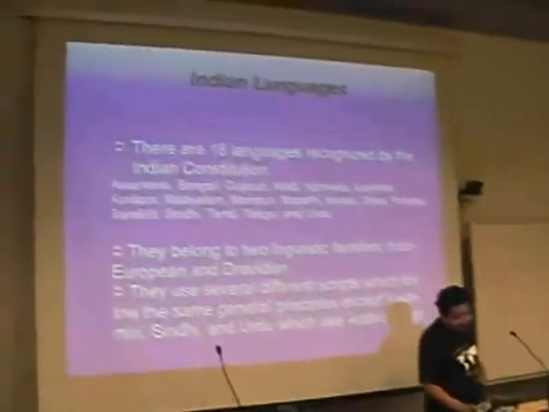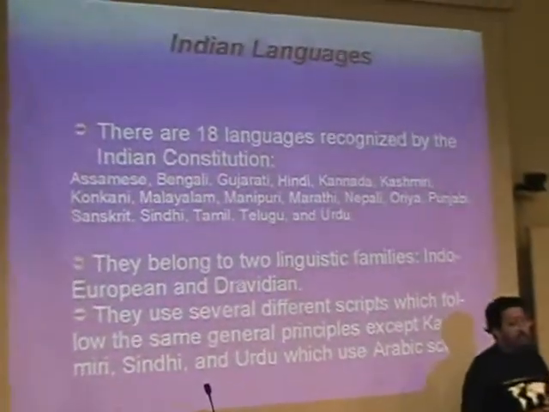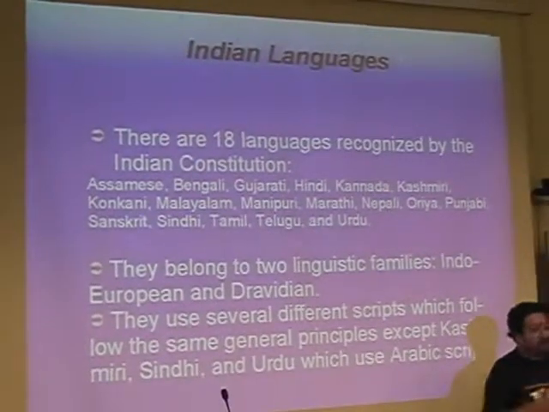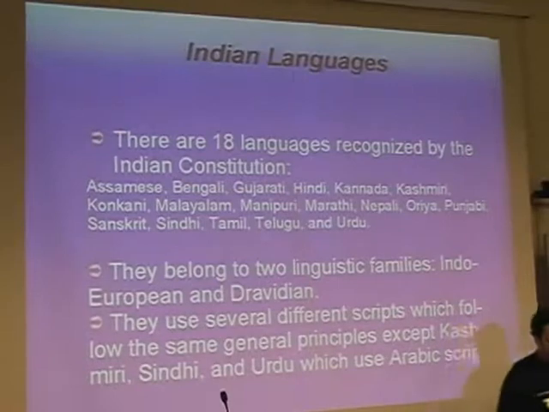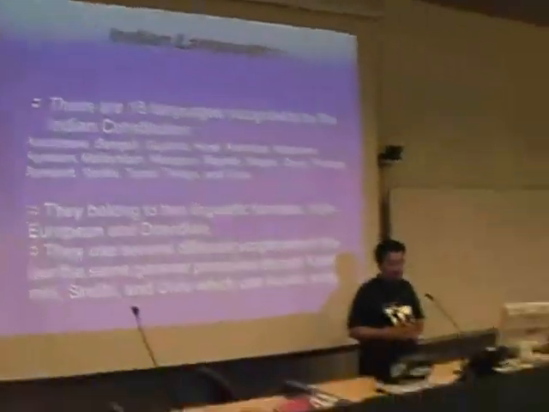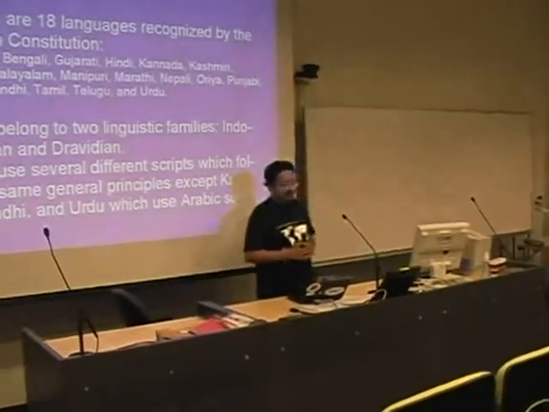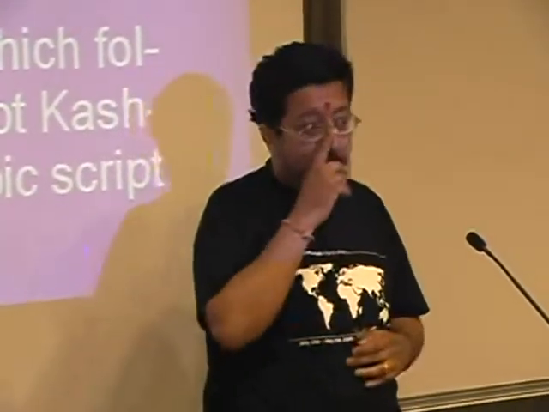So the situation in India is that it's very diverse and has a very ancient history, so there have been all kinds of movements of people in and out. And there are 18 languages which are recognized by the Indian Constitution. However, there are many more languages than that which don't have official status but still have maybe 1 million or more speakers. We're talking about a lot of diversity.